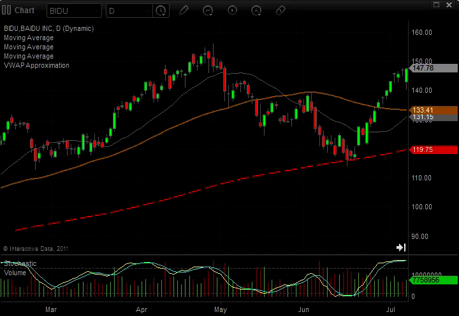Support is an area where buyers begin to overtake the sellers and prices begin to turn up, and resistance is just the opposite, where sellers begin to overtake the buyers and prices begin to turn down.